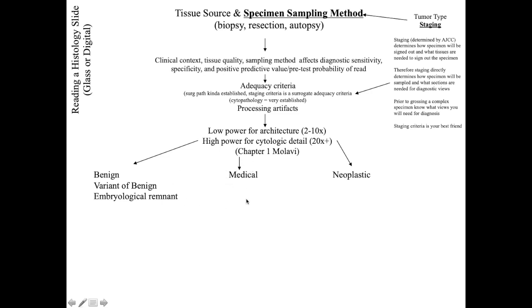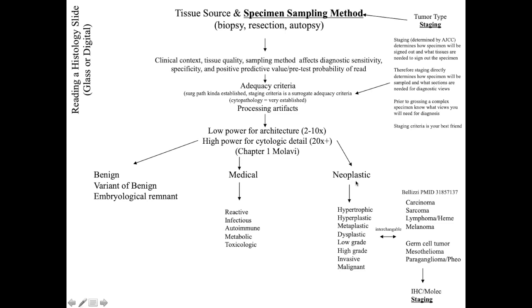Then there's also medical pathology, and there's neoplastic pathology. So medical could be reactive, infectious, autoimmune, metabolic, and toxicologic. And then neoplastic, you start looking at stuff like hypertrophy, hyperplasia, metaplasia, dysplasia, and then whether something is low-grade, high-grade, invasive, or malignant. This is interchangeable. Belisi, here's a PMID if you want to read this. It's a really great article.